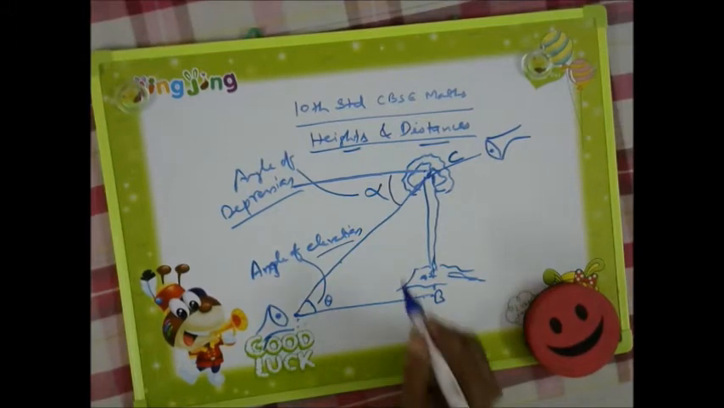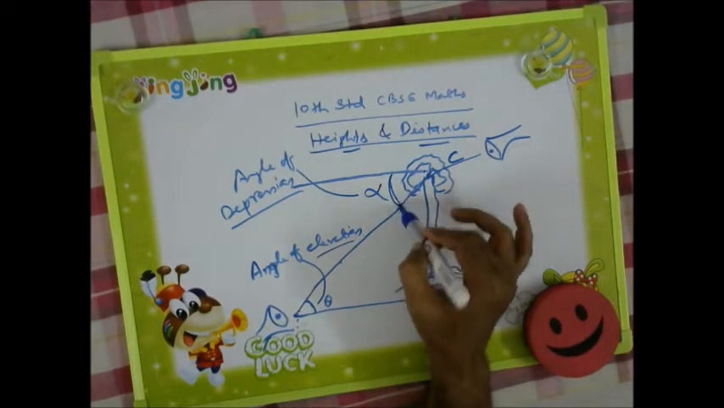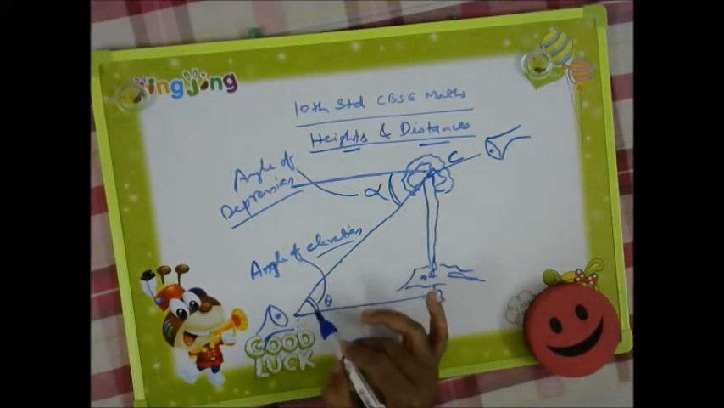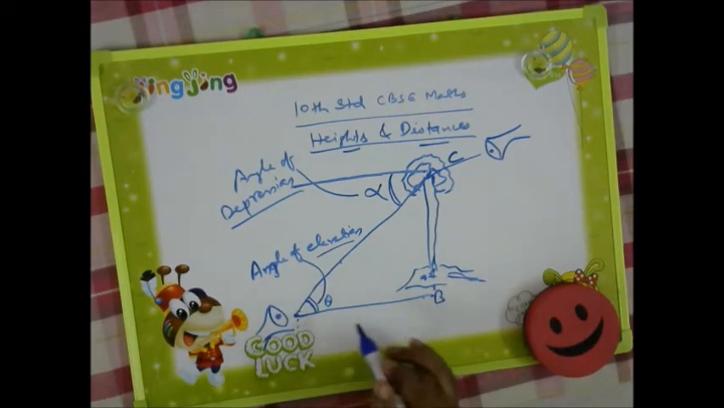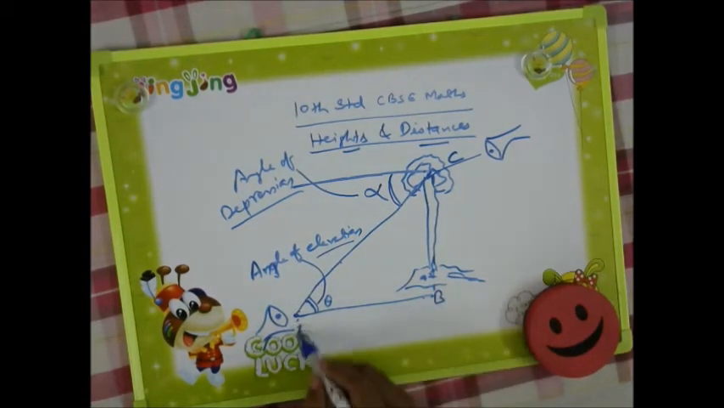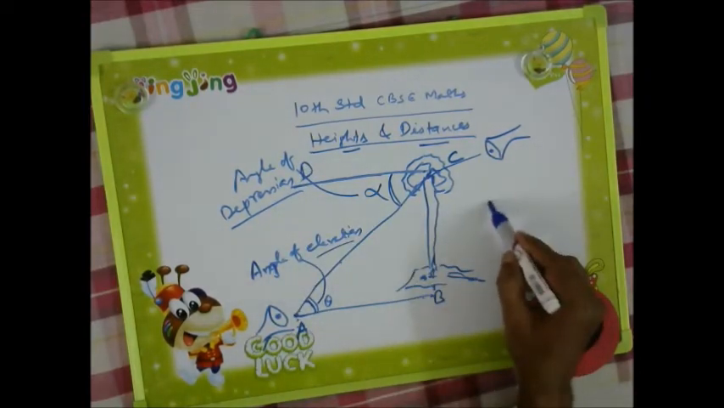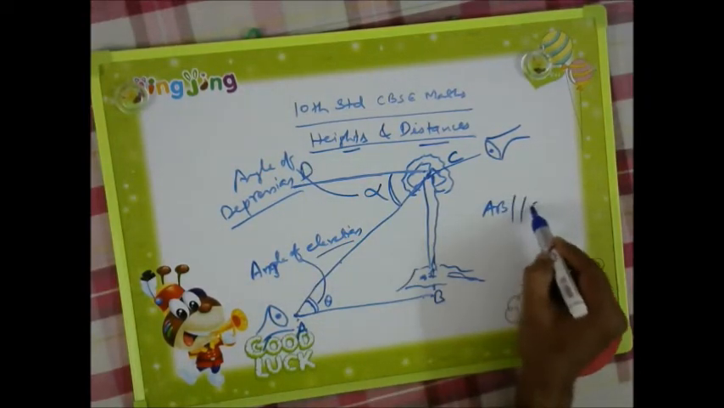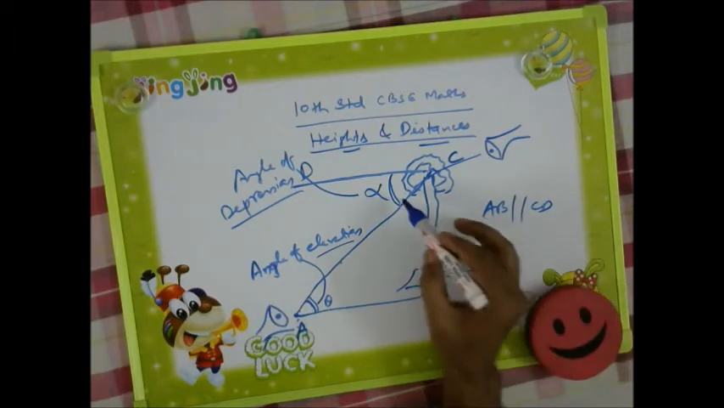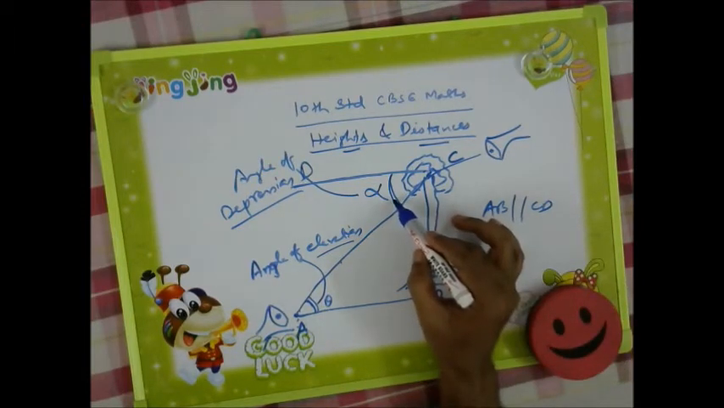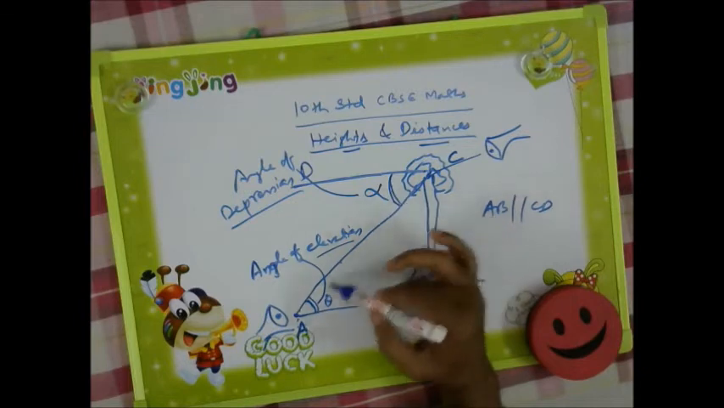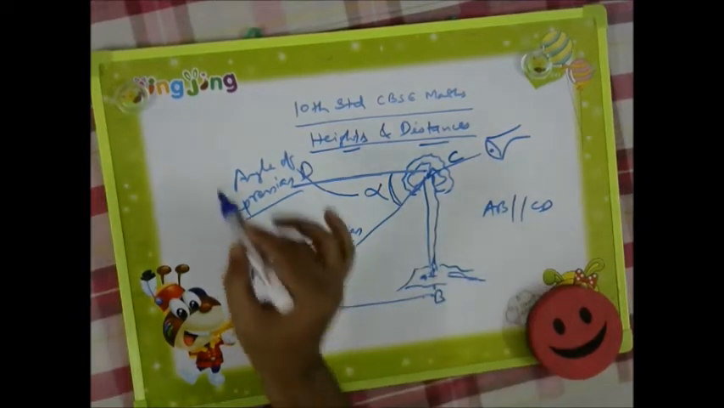Okay, so this angle and this angle will be equal. Why will it be equal? Because AB is parallel to CD, and we know that these are alternate interior angles. This will be called alternate interior angles.